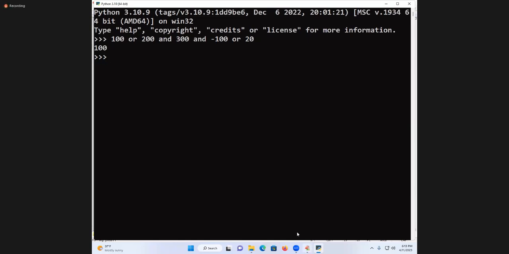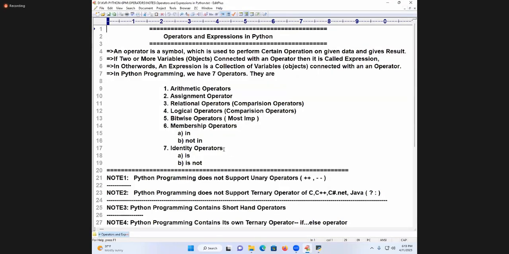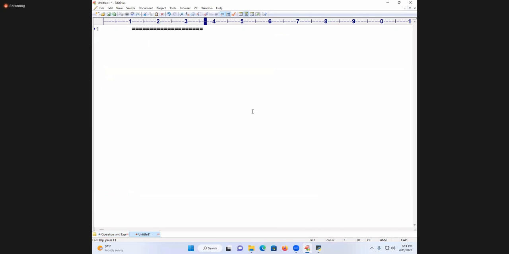Now, let us move to the further. The next important concept is there. I'm going to discuss bitwise operators now. Very important, students. So let's follow bitwise operators.